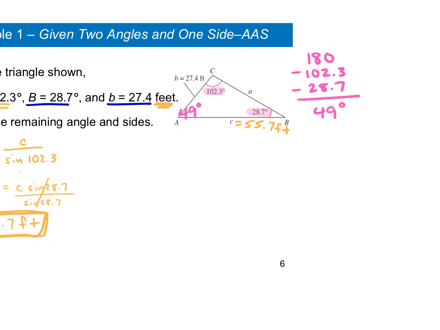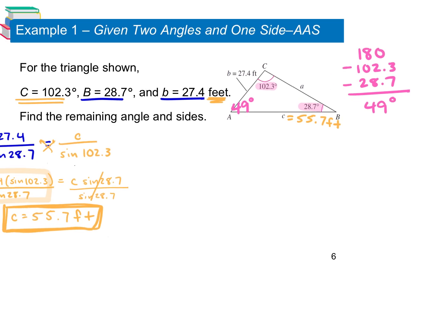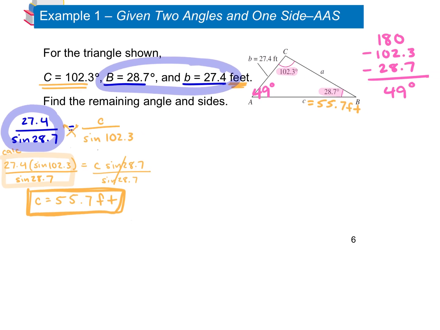So now we're just missing side A. So I'm going to do the same thing I did before, where I need to set up a proportion. I always want to start with the given information. So since B's were given, I'm going to use that same proportion that I did to find C to find A. So I'm going to start with the givens. So we have 27.4 over sine of 28.7 is equal to, I'm going to set up a proportion with my A's. So since I did the side on top, I'll put the side on top here. So A over sine of 49.